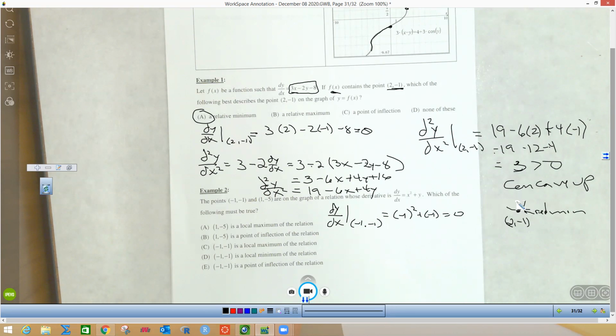And then likewise, I'm going to do the same with (1, -5). So I'm going to get dy/dx when I plug in (1, -5). And that's going to be 1 squared plus -5, which equals -4. So what that tells me is the slope is negative right here. That's all that tells me. That is not a critical point unless I'm not seeing something right.